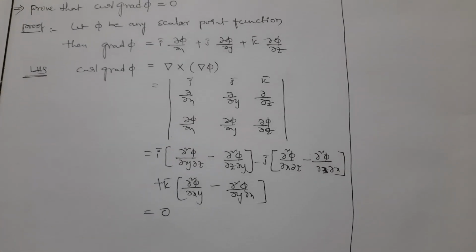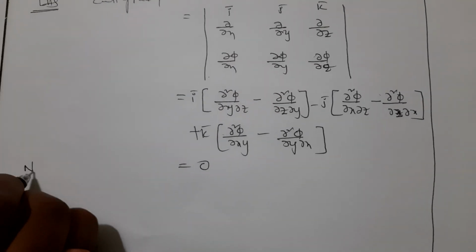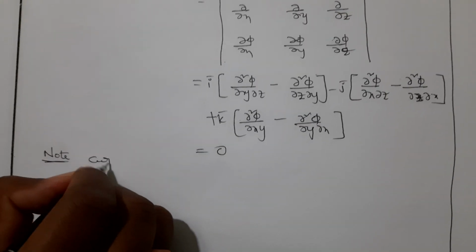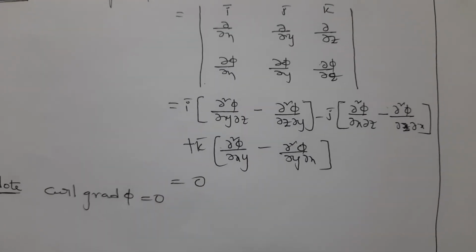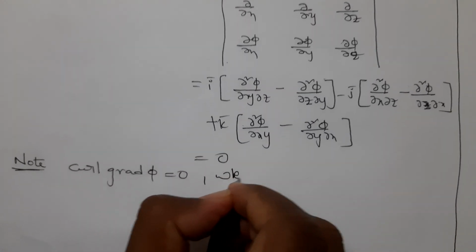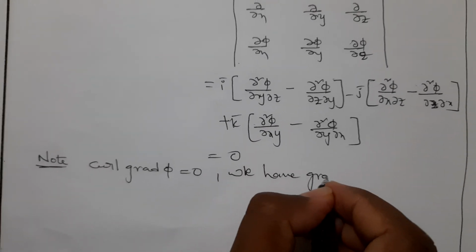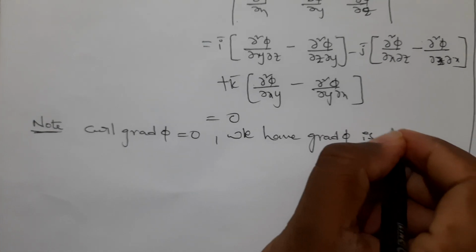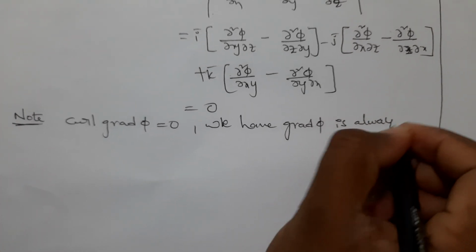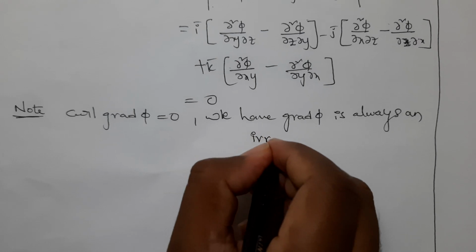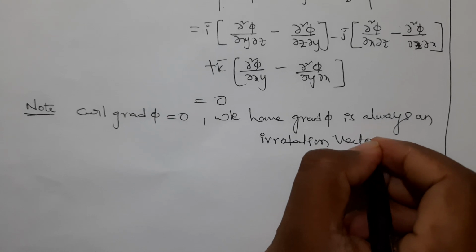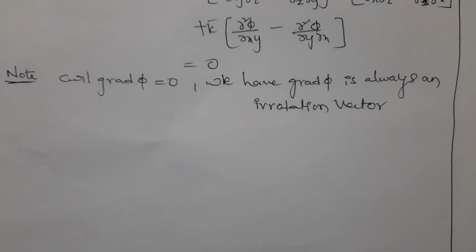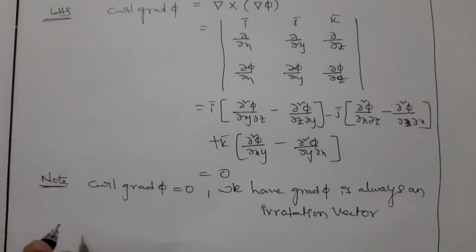Since curl grad pi equal to 0, we have grad pi is always an irrotational vector. If curl f bar is equal to 0, then f bar is said to be an irrotational vector. Here curl grad pi equal to 0, therefore grad pi is always an irrotational vector.